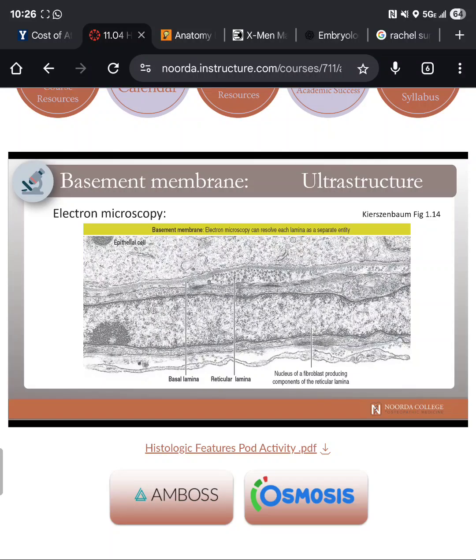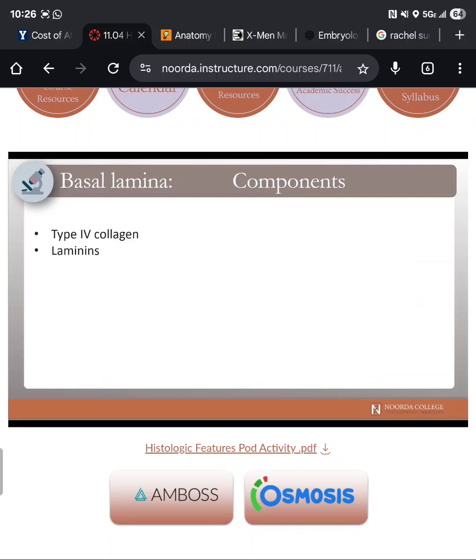Now here's an electron micrograph to show you the relative location. You have your epithelial cell in one region there. This gray dense line that's designated right here is going to be your basal lamina. And then you have your reticular lamina underneath. And then on the other side, you have your fibroblast nuclei, which is going to be the one making your collagen.